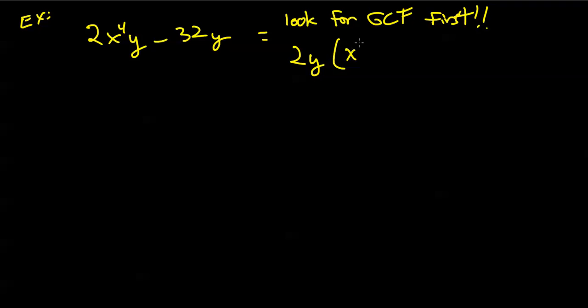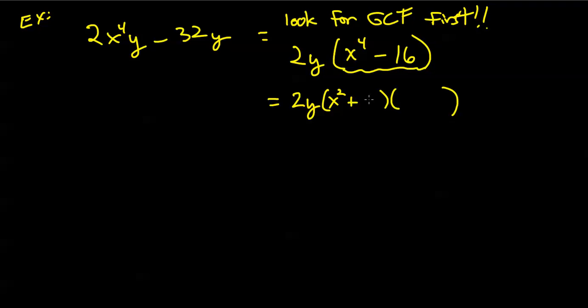I'll get a resulting expression, x to the fourth minus 16. Alright, once I factor out that GCF, I clearly see a difference of squares pattern emerging. Don't forget to carry that GCF down to your final answer. X to the fourth minus 16 as a difference of squares will factor as x squared plus 4 times x squared minus 4.